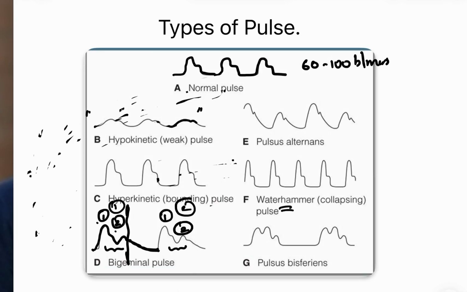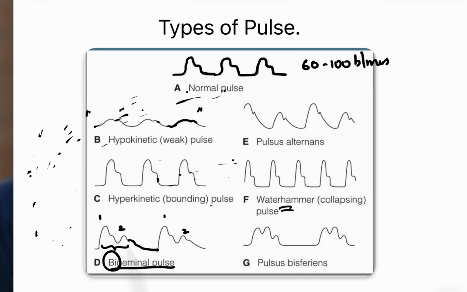When we are palpating a patient with bigeminal pulse, we can feel two heartbeats close together, 1 and 2, and it will take a longer period for the palpation of the next one. Okay, this is called bigeminal pulse. Bi means two. So remember, two heartbeats are close together in bigeminal pulse or pulsus bigeminus. This condition is mostly seen in myocardial infarction.